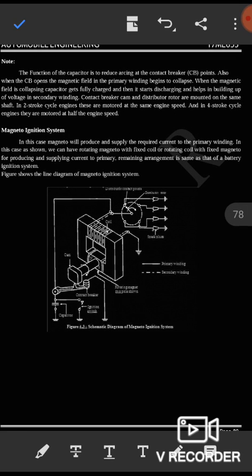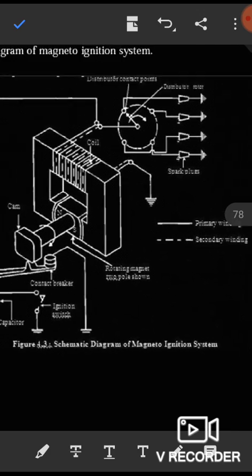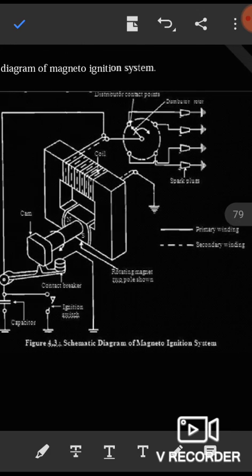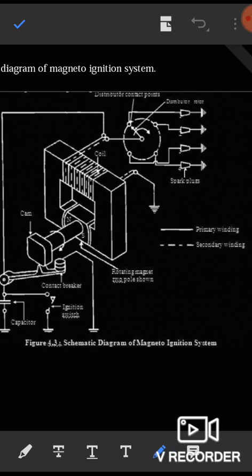The second conventional method is the magneto ignition system. You have the diagram here, the schematic diagram of the magneto ignition system. It also consists of a contact breaker, a capacitor, and an ignition switch. Here a rotating magnet is required, a special part, and again spark plugs, as in the previous diagram.